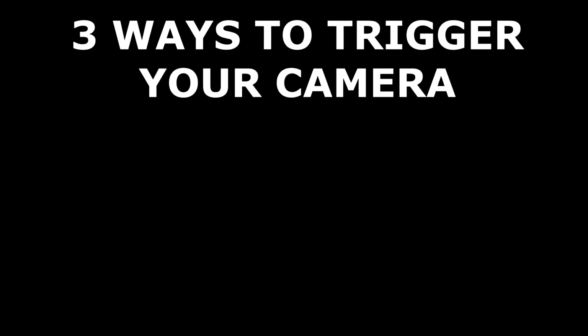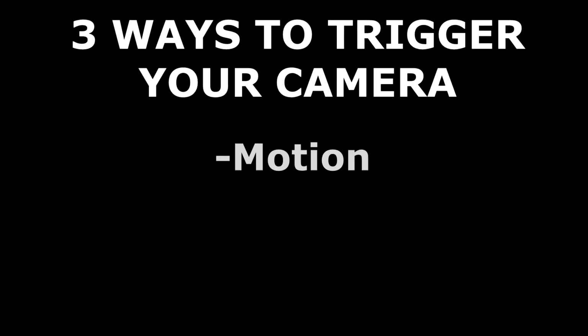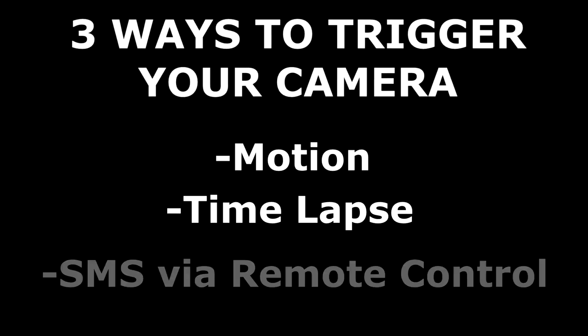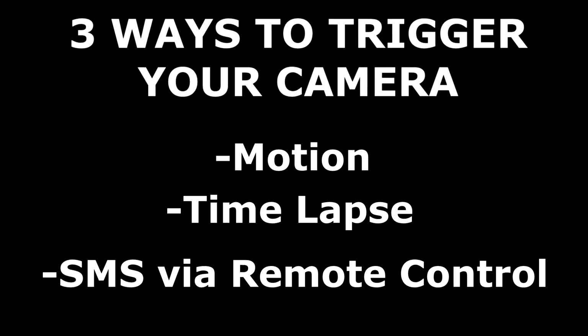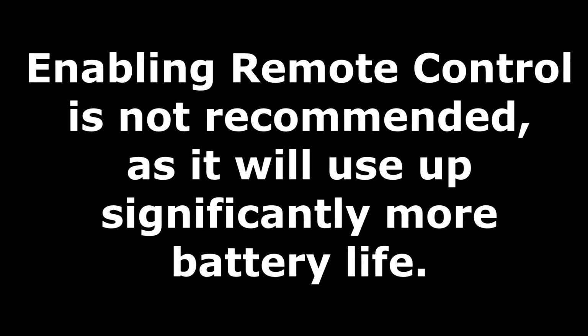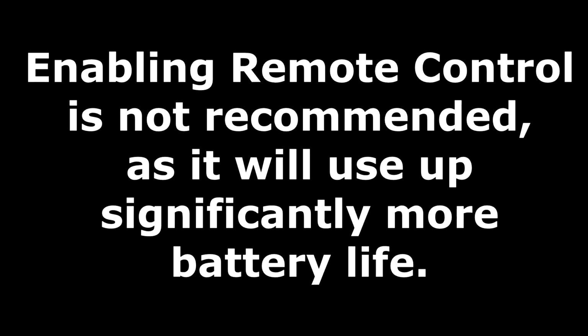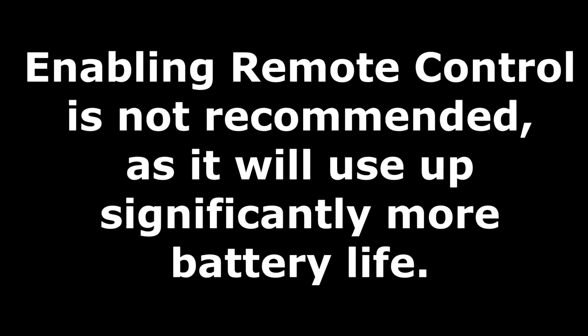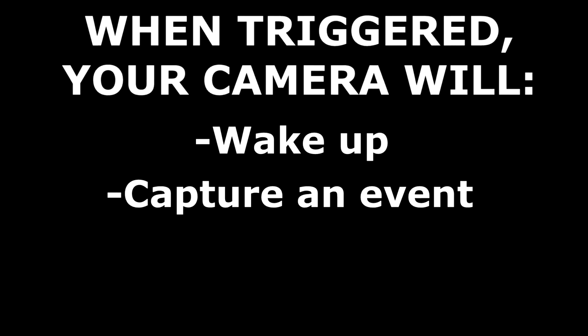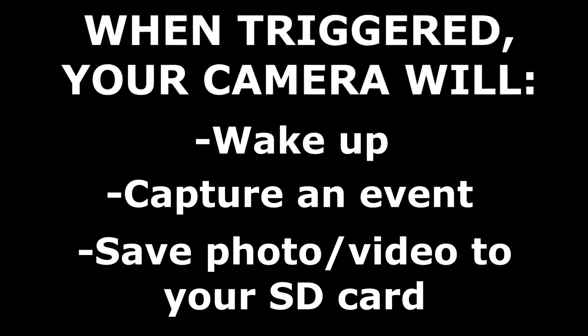Your lookout camera can be triggered in three ways: by motion, by time-lapse, or by an SMS message when remote control is enabled. We don't recommend using remote control as it drains battery life much quicker, but the option is there should you need it. When the camera is triggered, regardless of how, it will wake up, capture an event, and then save the file on your SD card based on the settings you selected on the portal.